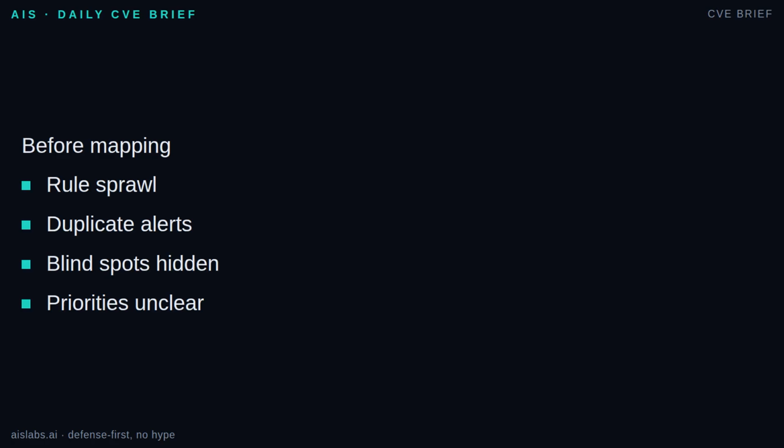ATT&CK mapping gives structure to the mess. It lets the SOC say, we have coverage here, weak coverage there, and no coverage at all in these areas. That changes detection engineering from guesswork into a backlog.